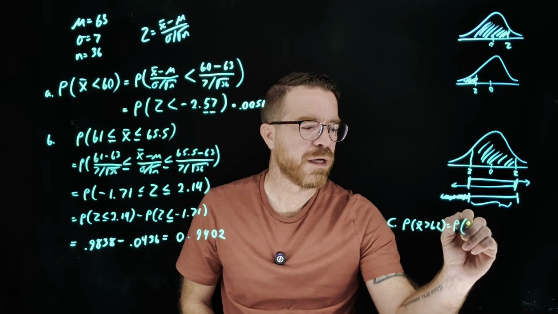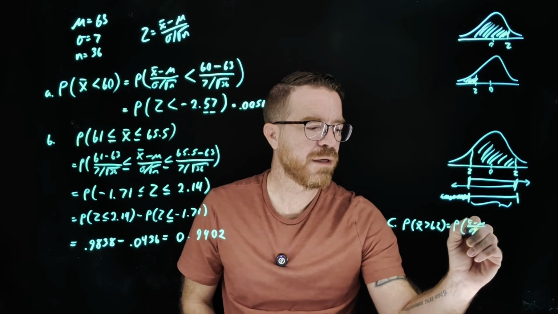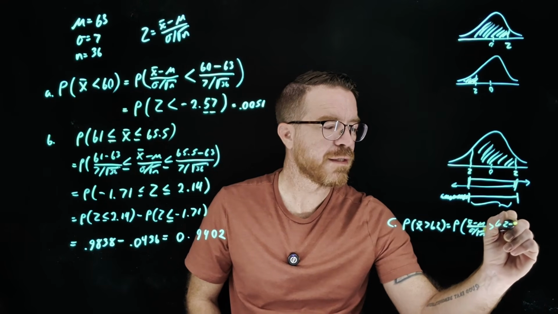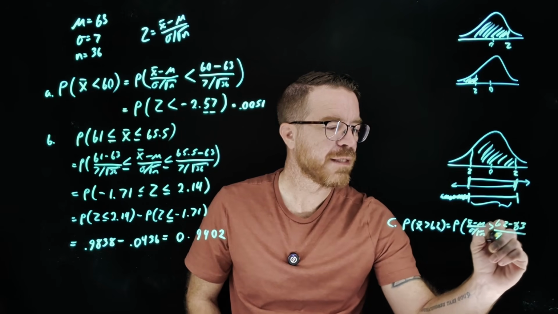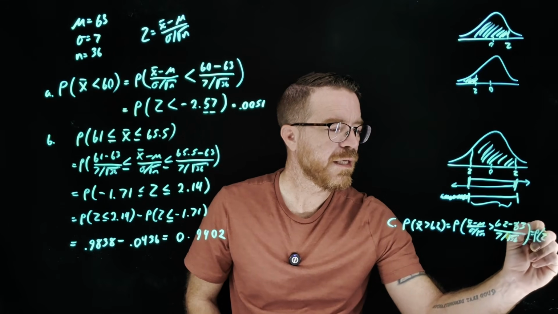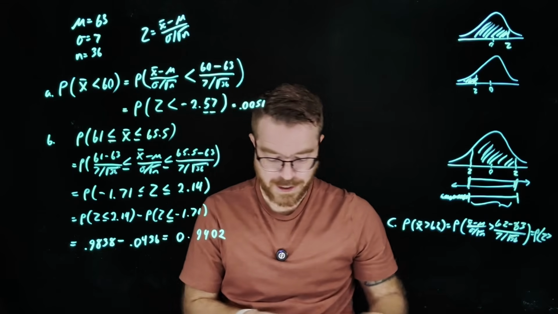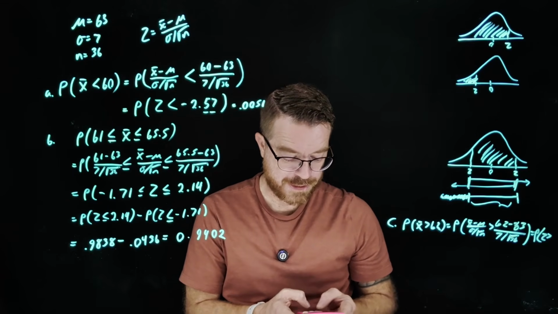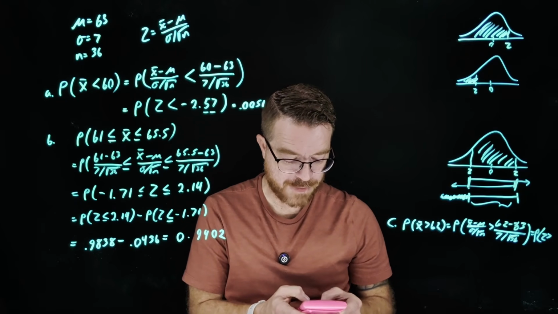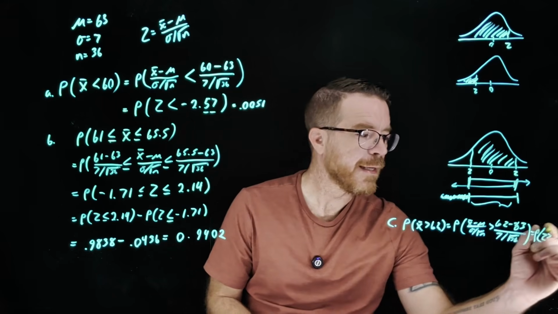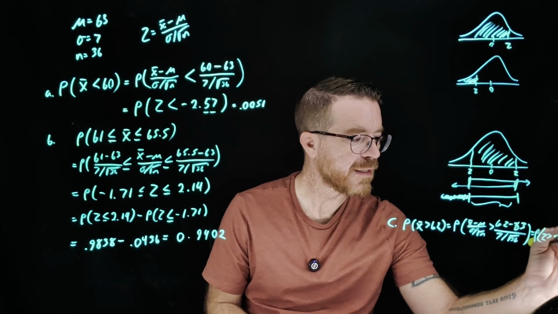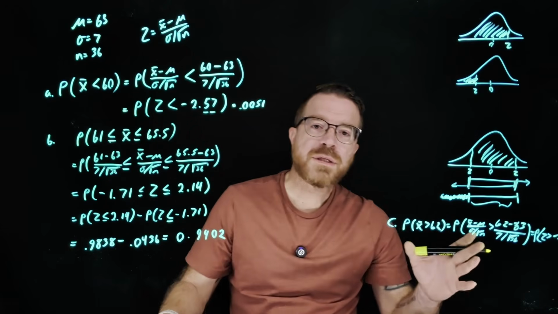So this becomes the probability of x bar minus mu over sigma divided by square root of n. The inequality stays the same. Plug in my values: 62 minus 63 divided by 7 divided by square root of 36. So this is going to be equal to the probability of z is greater than, so we plug this in, open parentheses, 62 minus 63, which of course is going to be -1, divided by parentheses, 7 divided by 6, close parentheses, and I get -0.857, so -0.86.